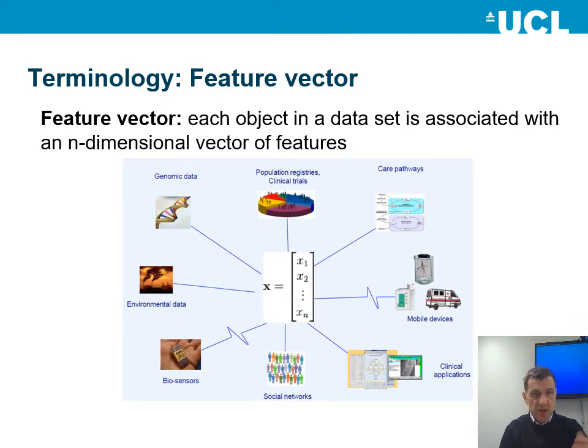So if we have genomic data, environmental data, data from biosensors, from someone's social network postings, all of these different bits of information can be a feature. And if we concatenate these, we can get a very, very long, what we call a feature vector, and that feature vector will identify the position of the individual in an n-dimensional space.